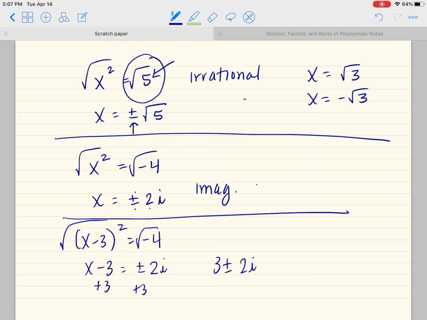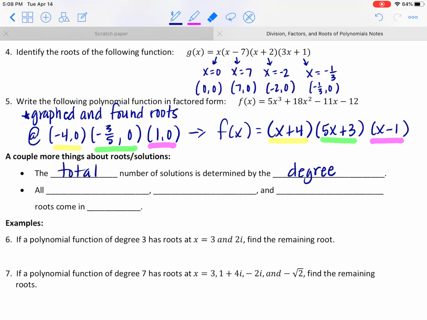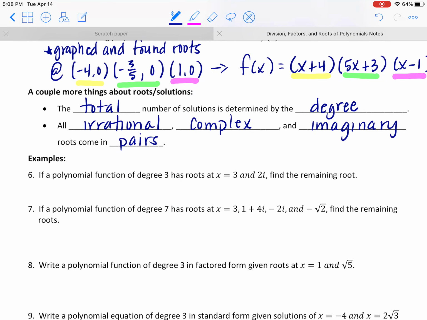So there's no way an equation could have an odd number of either irrational, imaginary, or complex solutions. They always come in pairs, okay? So all irrational, all complex, all imaginary solutions, or roots, come in pairs. They have to. So you could be asked a question like this one.